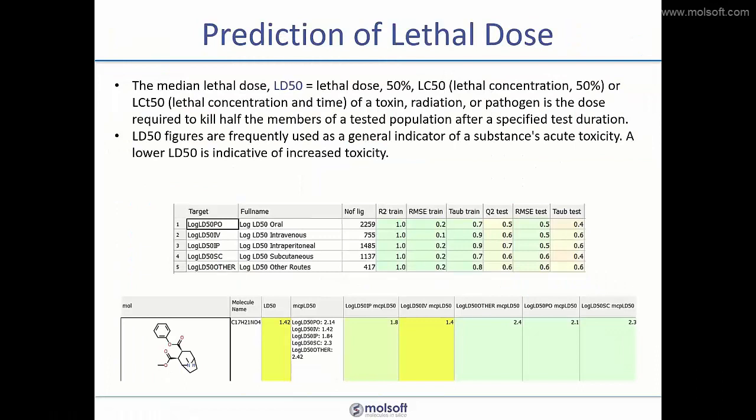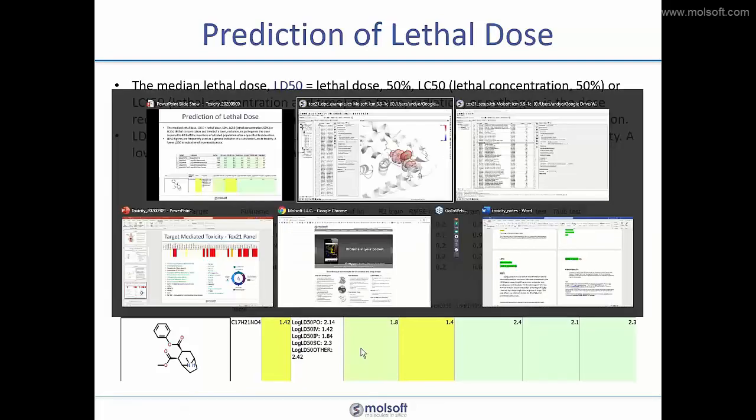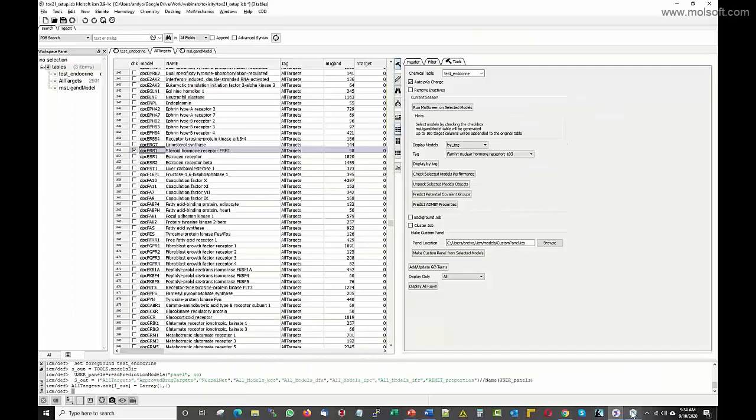We also have a prediction of lethal dose. So basically the dose required to kill half the members of a tested population after a specified test duration. And so we predict the median lethal dose, LD50, lethal dose at 50%. We have predictions for intravenous, subcutaneous, and oral.